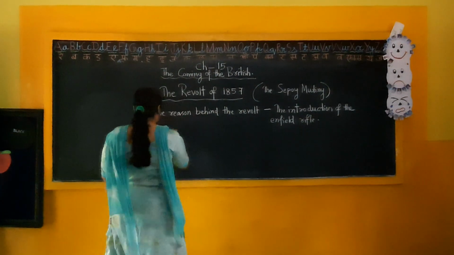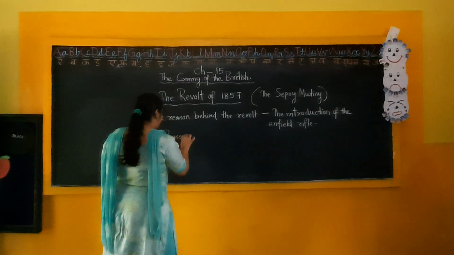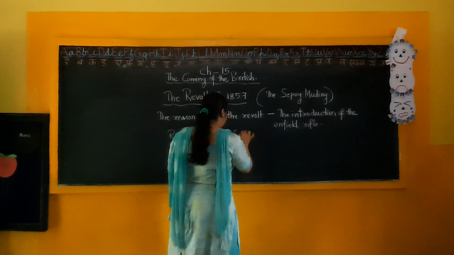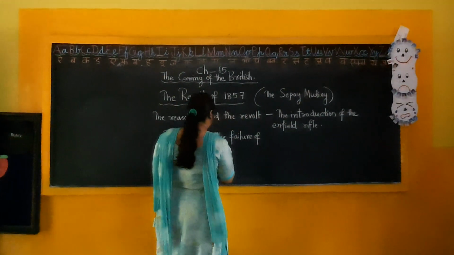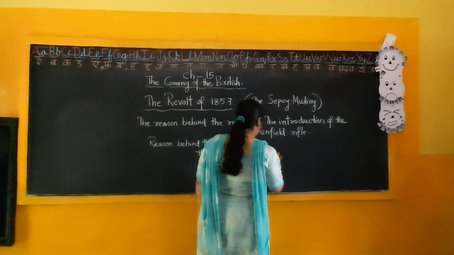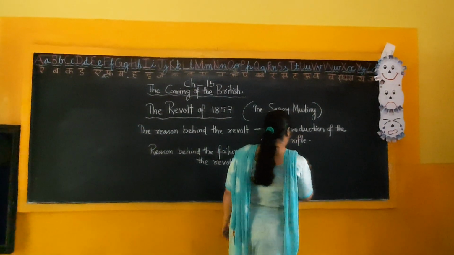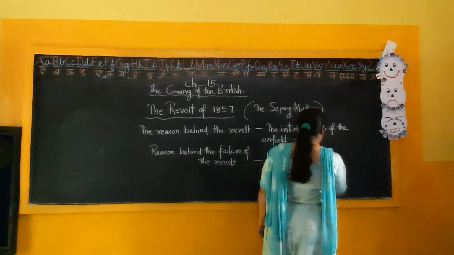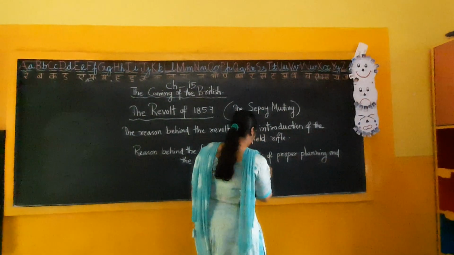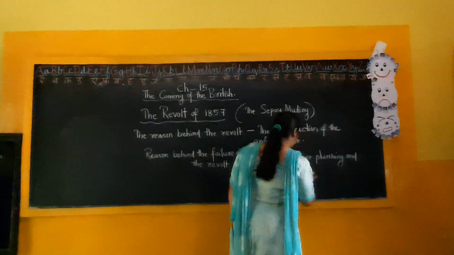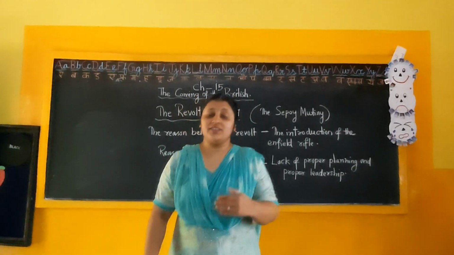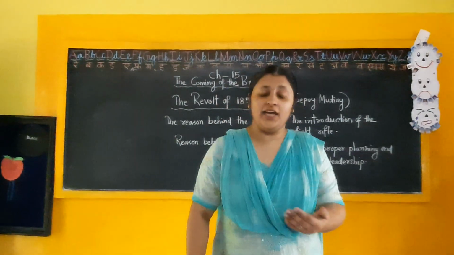So here we will write the reason behind the failure of the revolt. Why did it fail? Lack of proper planning and proper leadership. Okay. And what was the after effect of this revolt, the 1857 revolt?